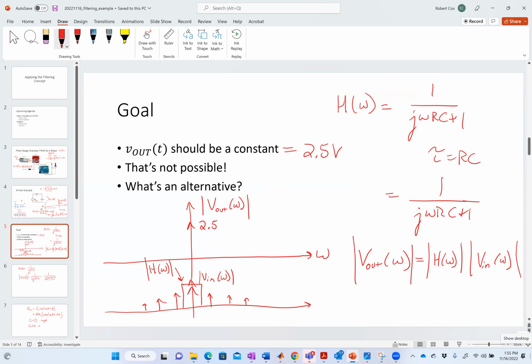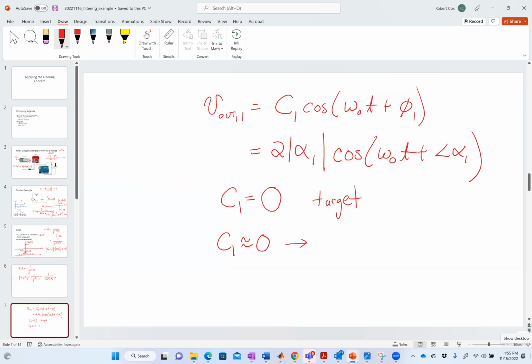So what could I do? What could I say about C1? What would be a good target instead? I can't target to make it 0. What could I target to make it? Something small. Yeah. Well, I could probably choose anything. Let's say I wanted it to be 1% of 2.5. Right? 1% of 2.5.